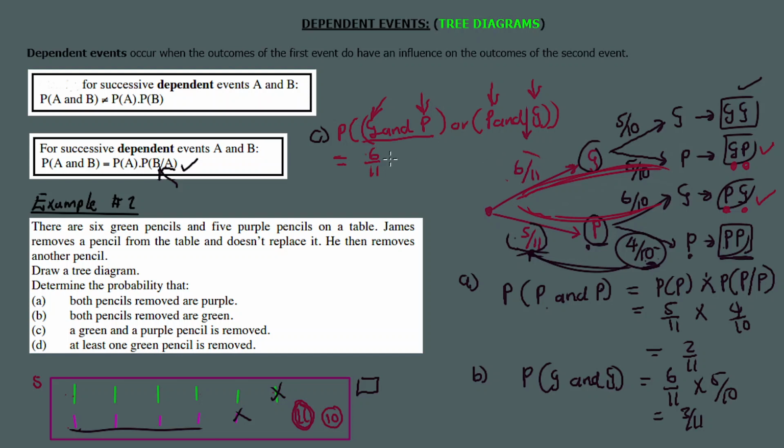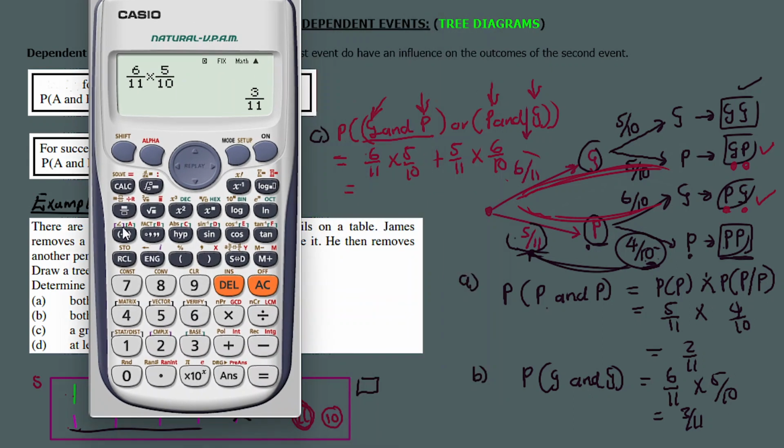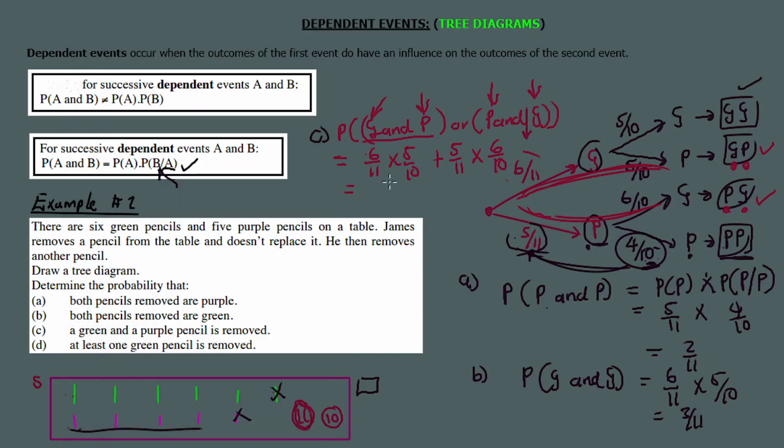So you add the product of these probabilities with the product of these probabilities. So for this one, 6/11 times 5/10 plus 5/11 times 6/10. We get, how much do we get? 6/11 times 5/10 plus 5/11 times 6/10. 6/10 is our answer.